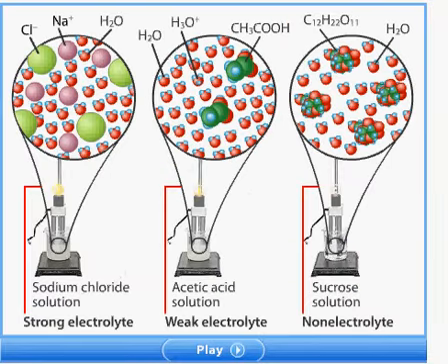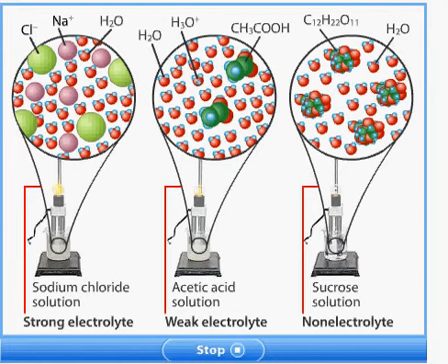Comparing strong and weak electrolytes. A strong electrolyte is a compound that completely or largely dissociates in an aqueous solution. Solutions with strong electrolytes conduct electricity very well. A weak electrolyte is a compound that dissociates only to a small extent in aqueous solution. Solutions of weak electrolytes do not conduct electricity as well as solutions with strong electrolytes.